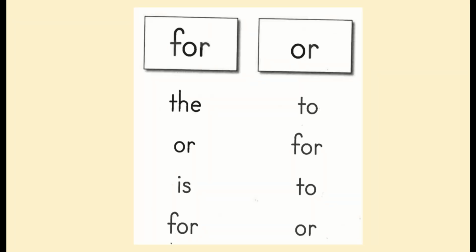Now we're going to practice reading some sight words. We will read the word, point and spell, and then reread the word. Today we have two new sight words, the word for and the word or. Ready? Let's read, spell, and read. For, F-O-R, for. O-R, or. The, T-H-E, the.